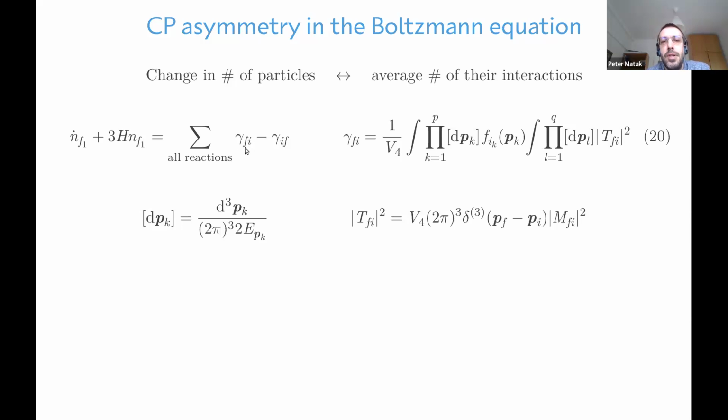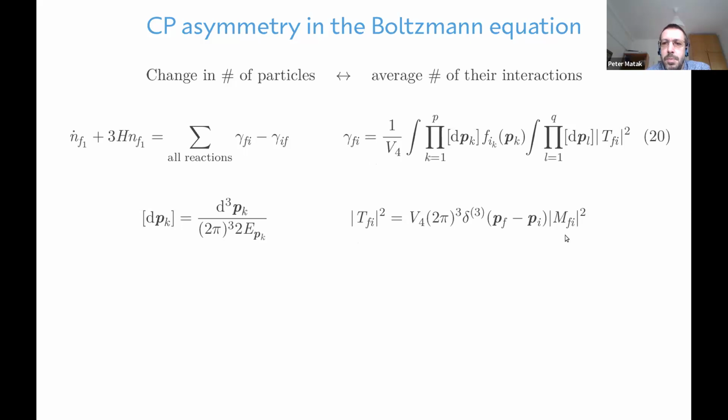So this is an I to F reaction creating some F1 particle and some others from the initial state I. I will sum over all reactions, and this gamma is the number of reactions per unit volume and unit time, which is represented by this V4 here.